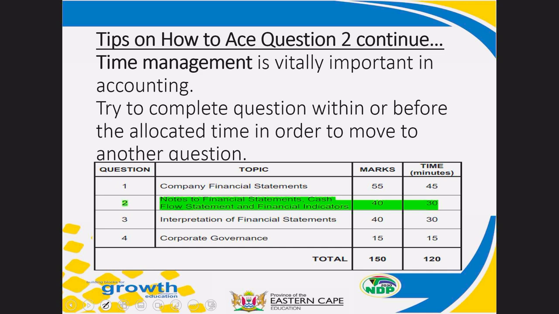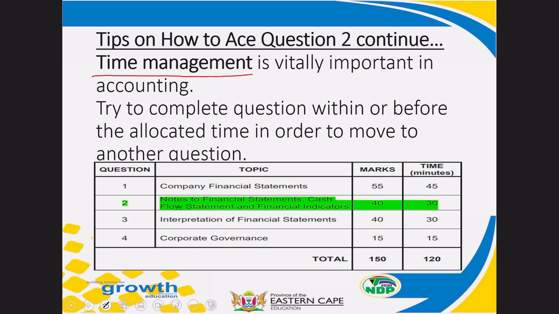Okay? When it comes to accounting, we know that we are only given a total of 2 hours to answer the 150 mark paper. So time management, grade 12s, as your teachers have been telling you throughout the year, is very important. We cannot be spending an hour and a half on one question when you still have 3 other questions that are waiting for you. That's why I said earlier on, make sure that you start with the question you are the most comfortable with or confident in, because that will boost you to be able to complete the entire question within the allocated time. Okay?